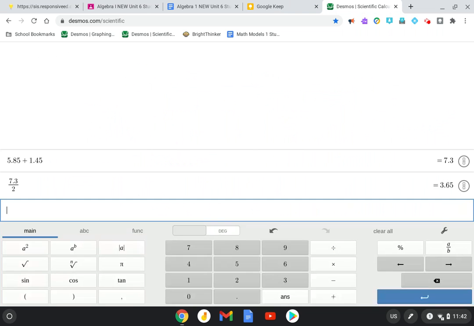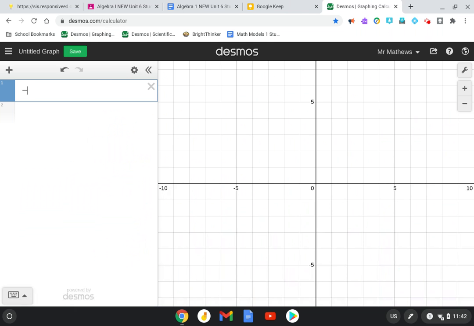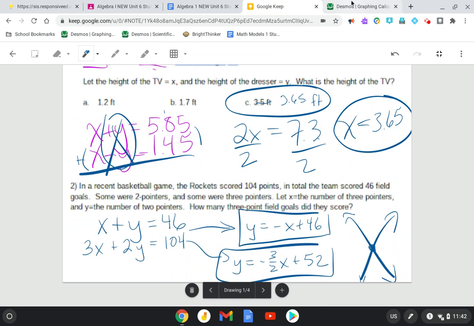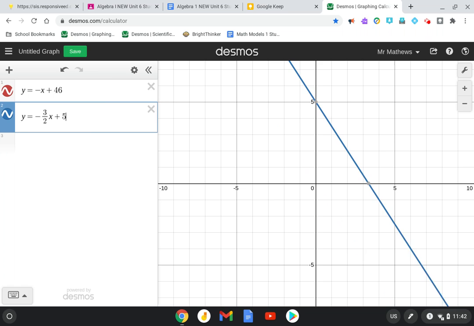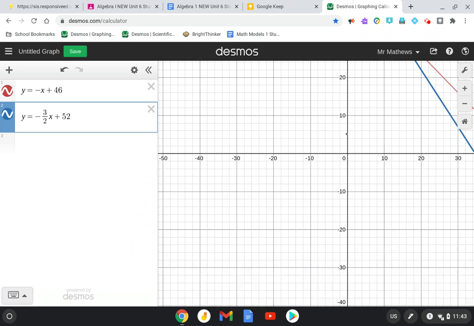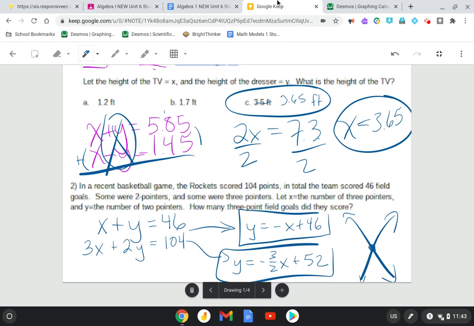Let's go back to our graphing calculator. Y equals negative x plus 46 is one of my two. And y equals negative 3 over 2 x plus 52. Now you have to zoom way out to find this solution, but you see they intersect up here, and they intersect at the point 12, 34. So x is 12 and 34 is y.